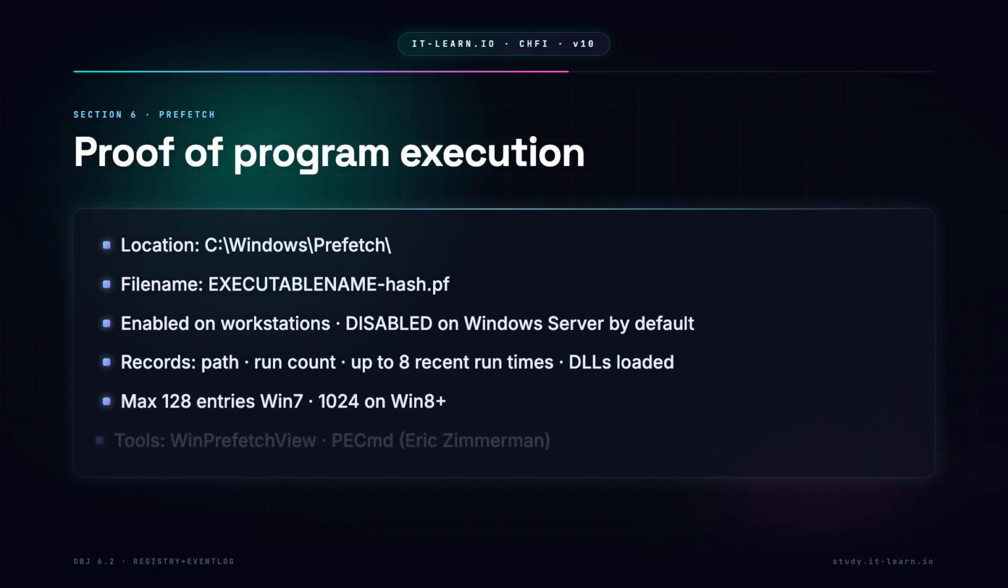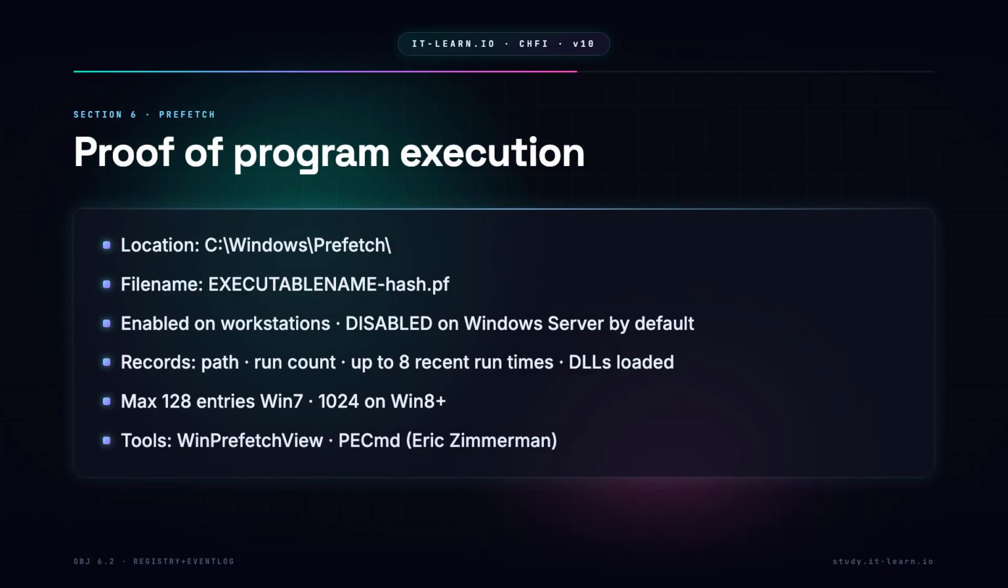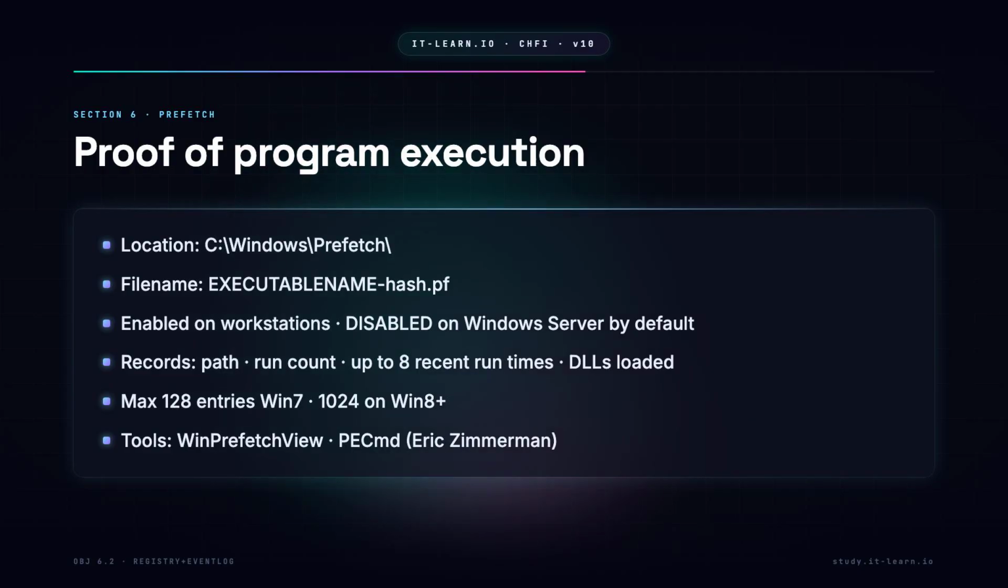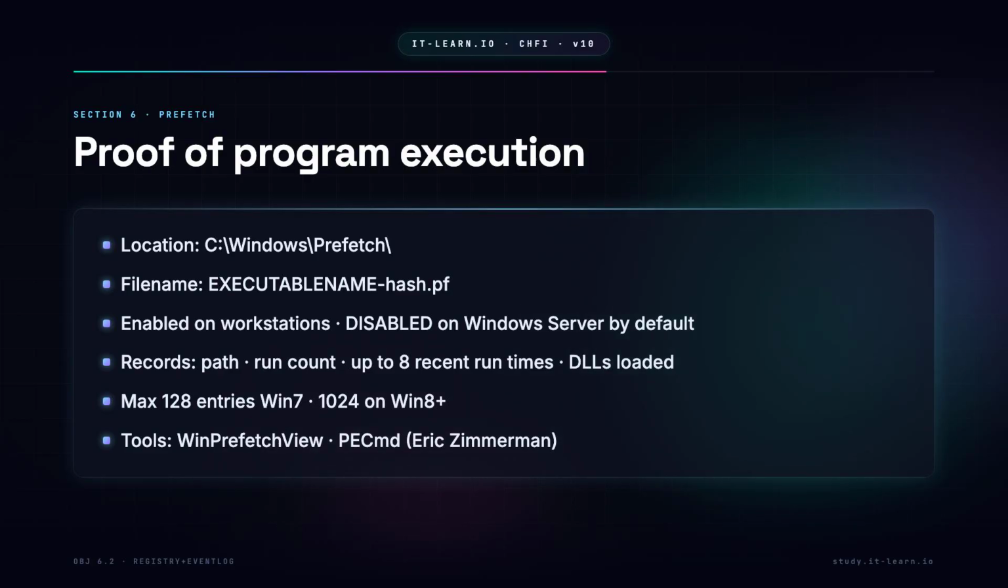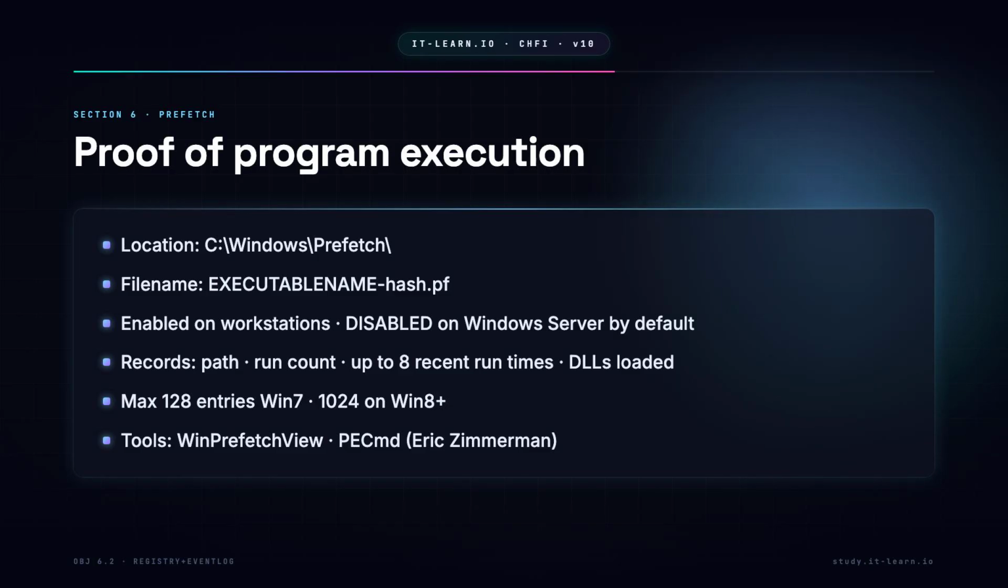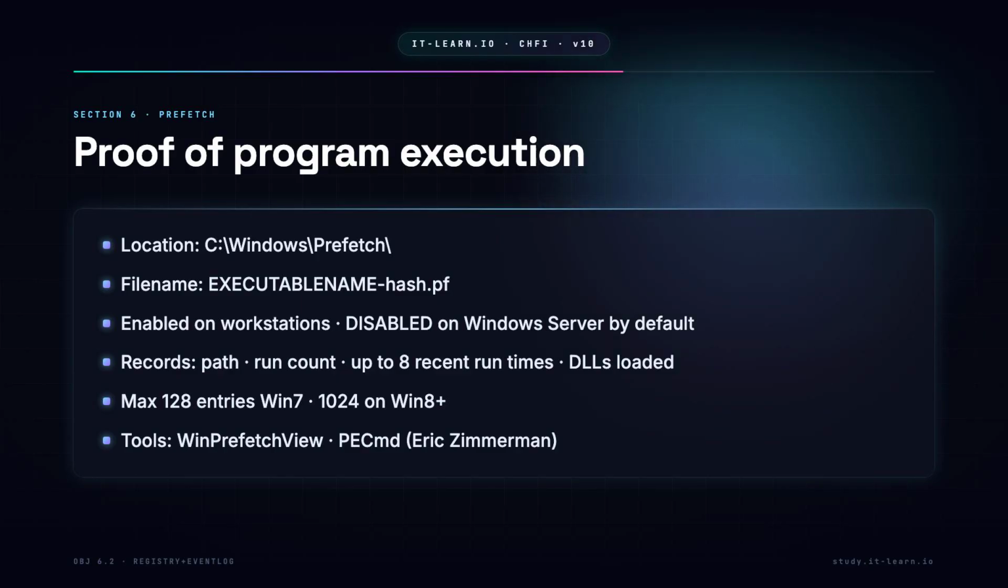Contents: application name, path, run count, up to 8 recent runtimes in Windows 8 and later, files and directories accessed, DLLs loaded. Last execution time stored as an 8-byte FILETIME timestamp within the .pf file. Maximum stored: 128 entries on Windows 7, 1024 on Windows 8 and later. Tools to parse: WinPrefetchView from NirSoft, PECmd from Eric Zimmerman, Autopsy, FTK. Prefetch is the fastest way to prove a program ran. If it is enabled on a workstation, check it.